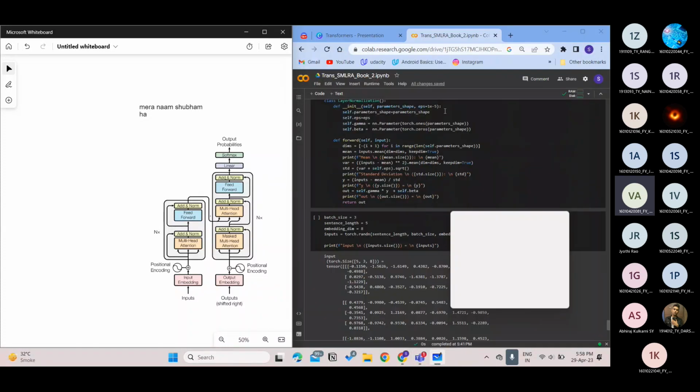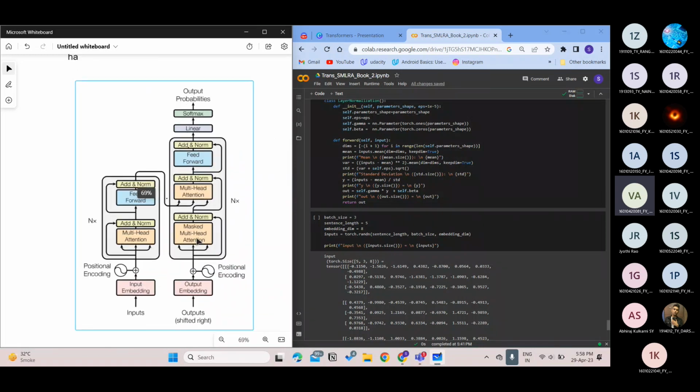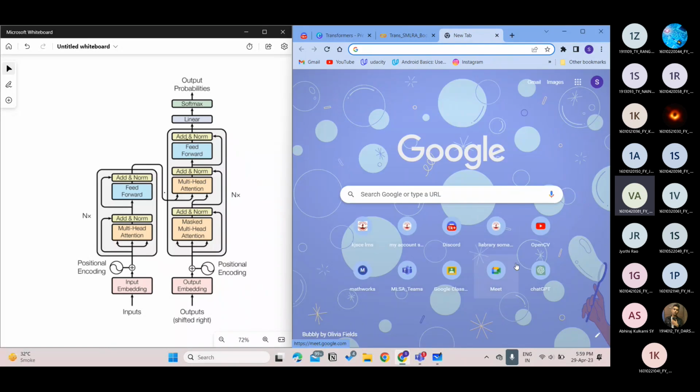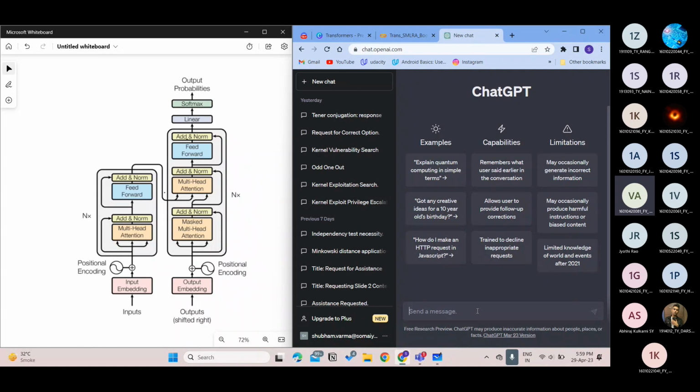Okay, so now I will explain the basics of ChatGPT. As I said, only the decoder part is ChatGPT. So what it does is you give a prompt to it. Let's do it with ChatGPT only.